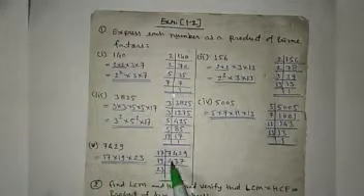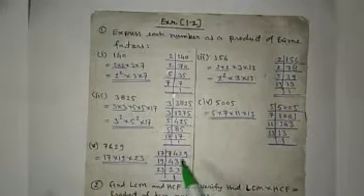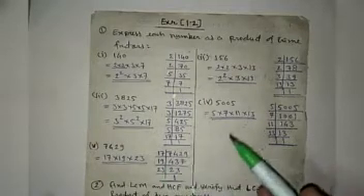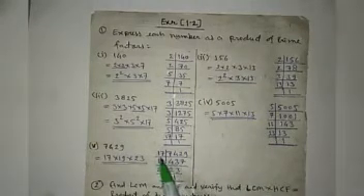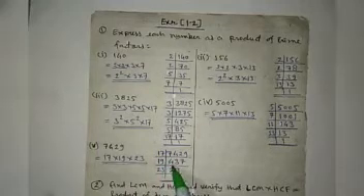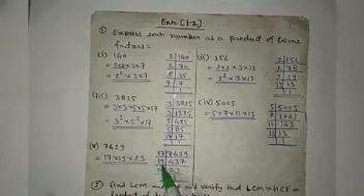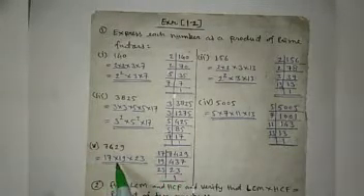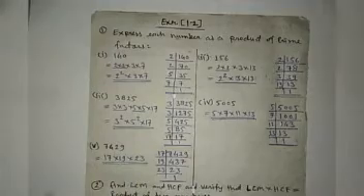The next number is 7429. It cannot be divided by 2, 3, 5, 7, 11, 13. It will be divided by 17. It gives 437. It is again divided by 19 and gives 23. 23 is a prime number, so it is divided by 23. So this gives 17 into 19 into 23.